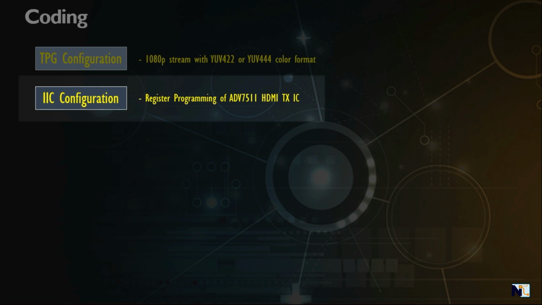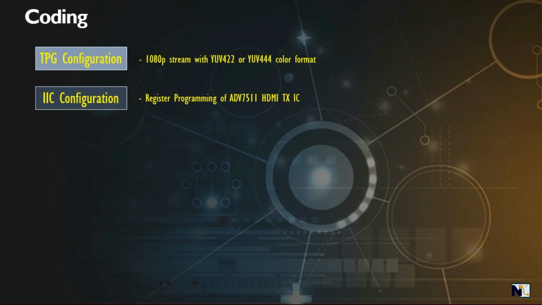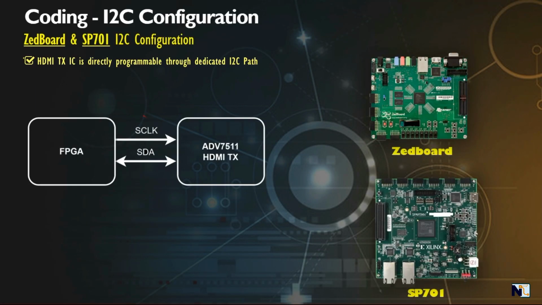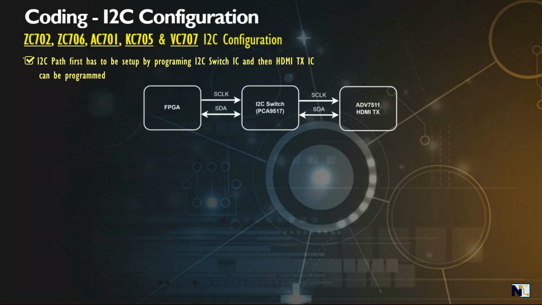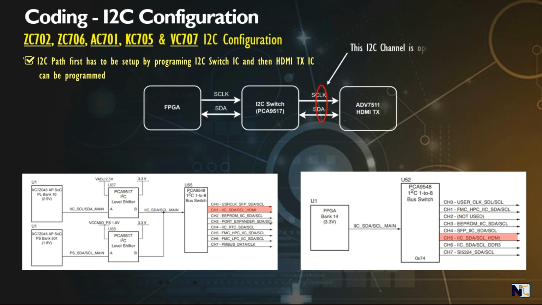Here we do the programming of various registers of the HDMI IC according to the IC programming guide. Check the description section. Here we also need to have the information of the I2C path. For the case of the ZedBoard and SP701 board, we directly program the ADV7511 IC. For the case of other boards, we have to set up a complete I2C path from the FPGA to the IC. So for this, we have to program the I2C switch to open the HDMI I2C channel and then program the ADV7511 IC.